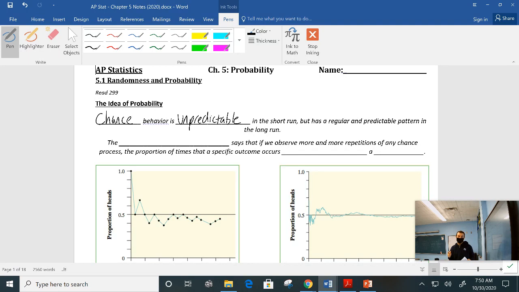This happens all the time, say, at a casino. People are gambling, and they think, oh, I lost 4 hands in a row, I'm due for a win, something like that. In the short run, probability is unpredictable. In the long run, it'll balance out, but in the short run, it's not. So that idea or that concept is referred to as the law of large numbers.